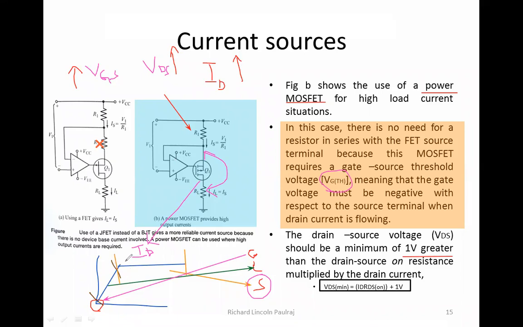So once it gets into the saturation region, the ID becomes constant, right? There is no increase in drain current, it becomes constant. So this is how your MOSFET functions. I hope you have understood whatever I have explained here. Students, any doubts, please feel free to ask.